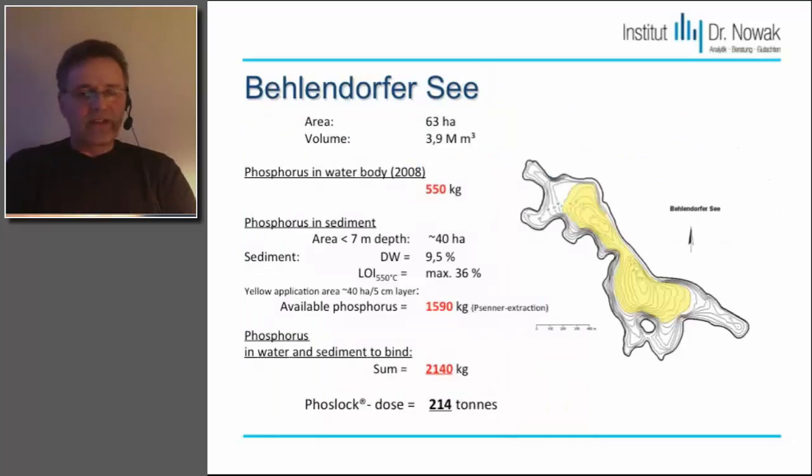To calculate the right dose of Phoslock, we measured the concentration in the water body and found out there are 550 kilograms of phosphorus in the water body that has to be bound. And in the sediment, there was 1,590 kilograms that is easily releasable or available for the biology in the water body. In total, it was 2,140 kilograms, and that requires 214 tons of Phoslock to precipitate the phosphorus.